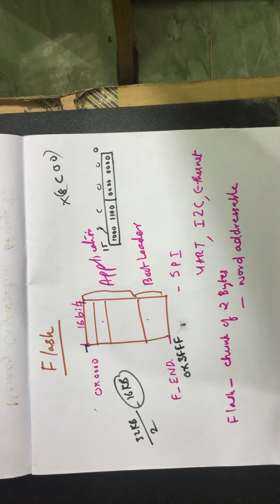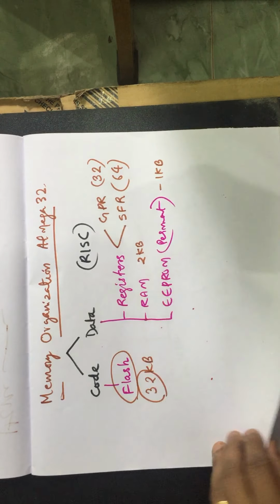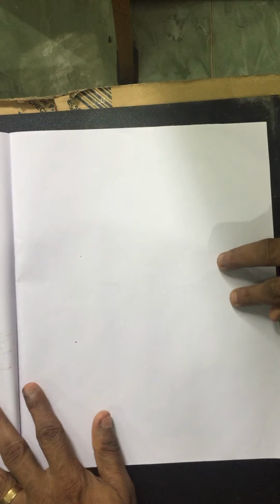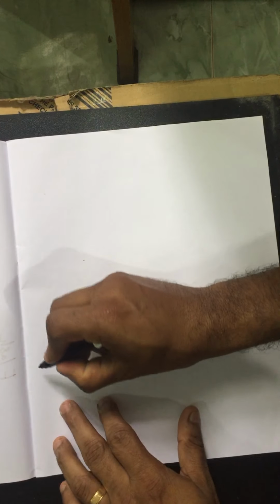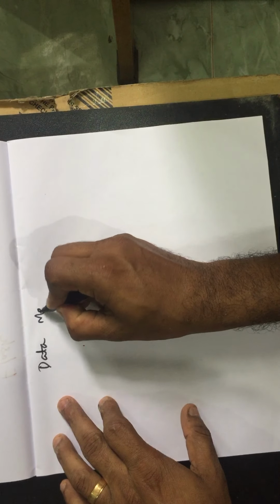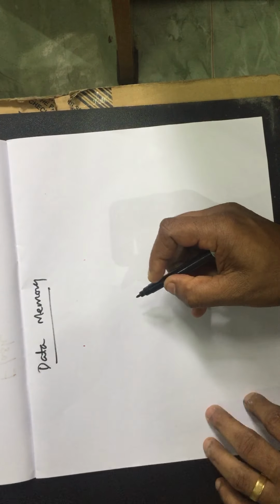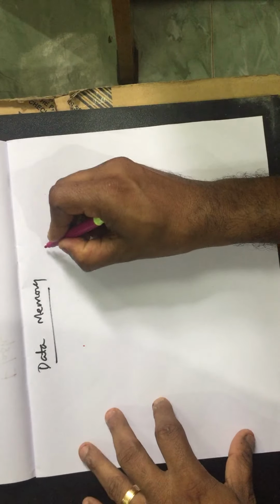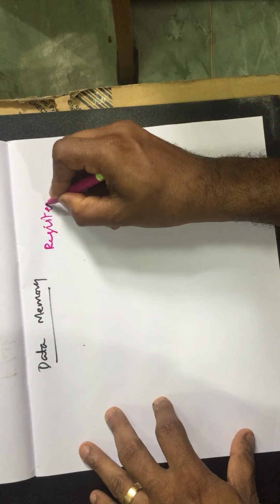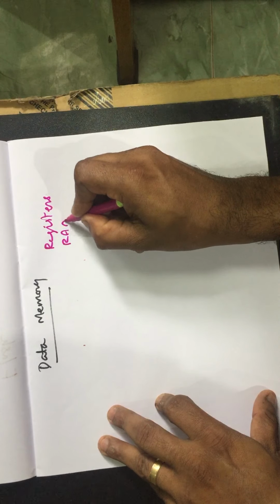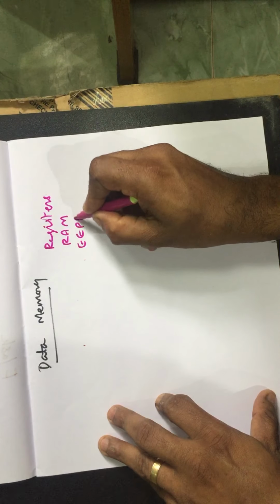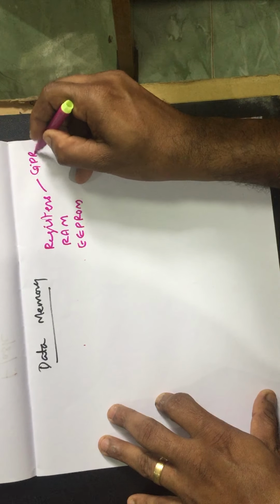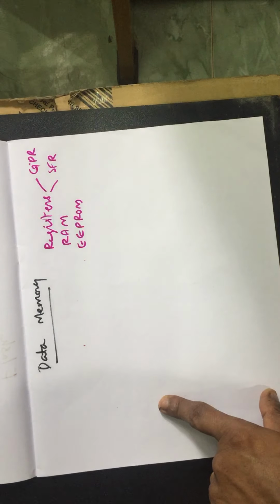So far we studied the flash memory, that is 32 KB. Now we will learn about the data memory, that is RAM. Data memory of ATmega32: as I told you before, there are registers, a RAM, and EEPROM.